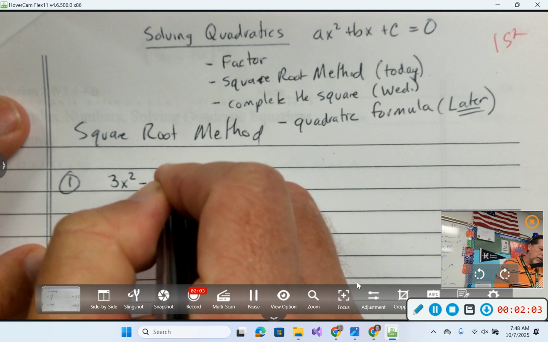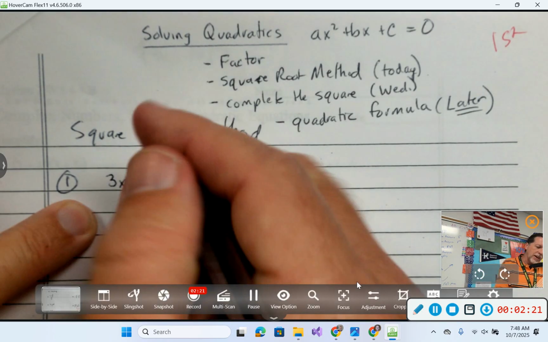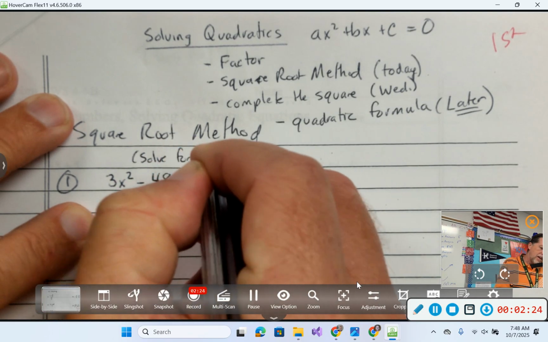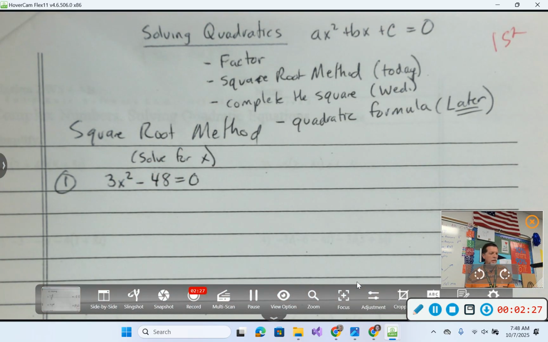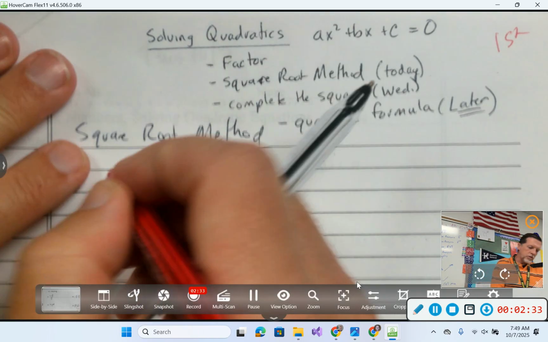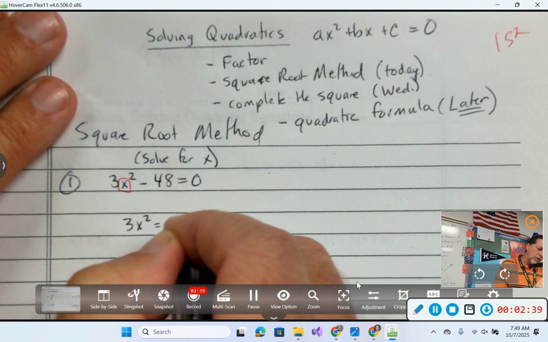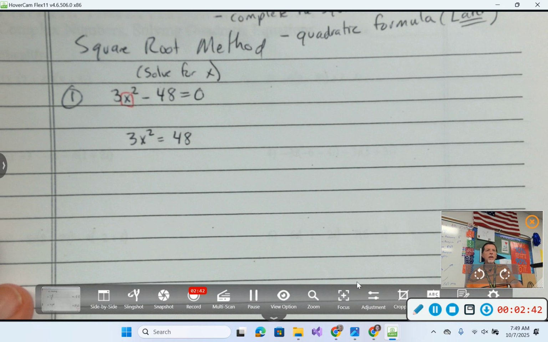3x squared minus 48 equals 0. There's really not anything new in this method, so we're going to just jump in and do some together because there's not some magic formula, some tricky technique like complete the square. It's pretty straightforward. We just want to solve for x. Let's get x by itself. So if 3x squared minus 48 equals 0, what would you do to start to get x by itself? Add 48. So 3x squared equals 48. What would you like to do next? Divide by 3.